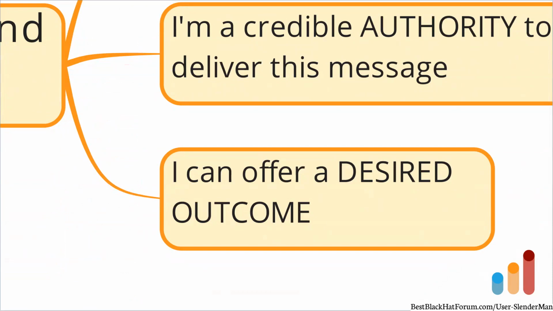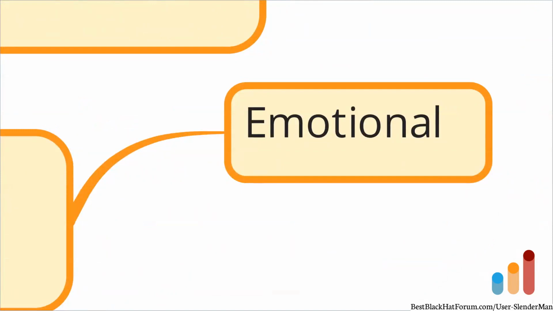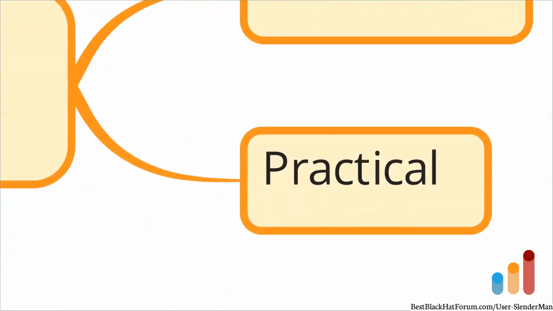And so you need to speak to those 3 things: that it's worth your time, that you're a credible authority, and that you can offer a desired outcome. And those are the 3 sales that you need to make at this point. And the desired outcome has a couple dimensions. First off, there is the emotional dimension. Can you offer the emotional desired outcome? And then there's the practical. I can offer the practical, tangible, the logical desired outcome.